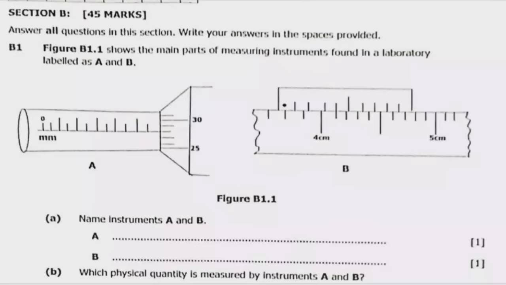Figure B1.1 shows the many parts of measuring instrument found in a laboratory, labeled as A and B. So what we can do is take time and study the diagrams. Once we have studied the diagrams, we can go to the actual question, which is: name the instruments A and B. The instrument A is micrometer screw gauge.